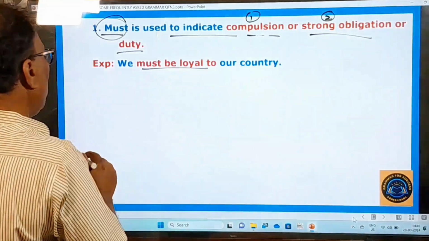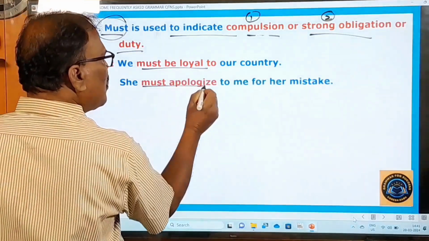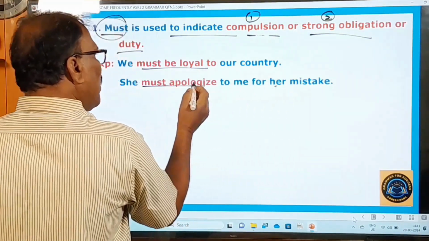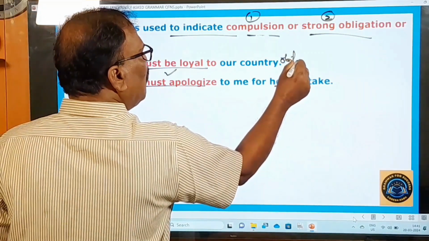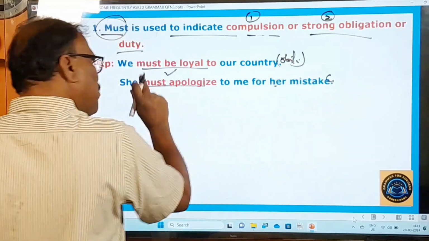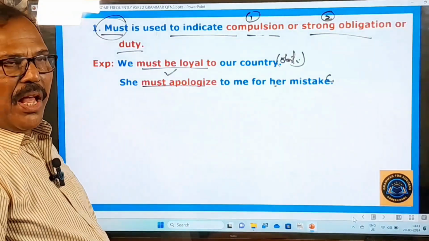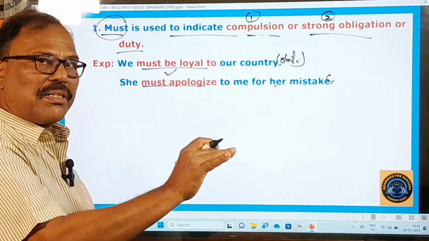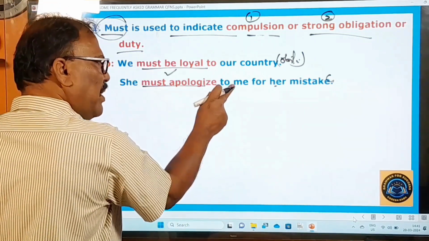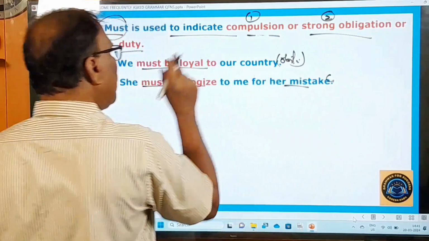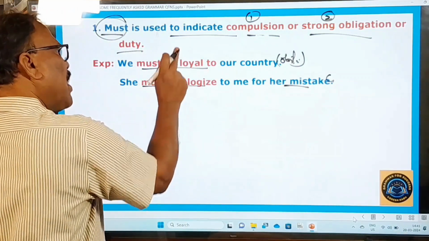And next you go to the second one. He must apologize to me for her mistake. So it's a compulsion. It's an obligation. She must apologize. Ame tappaka kshamapana vedukonavale. So she must apologize to me for her mistake. It's an obligation. It's a compulsion.